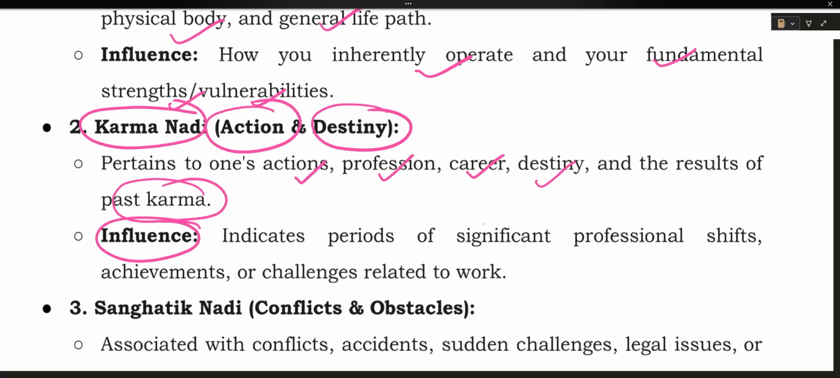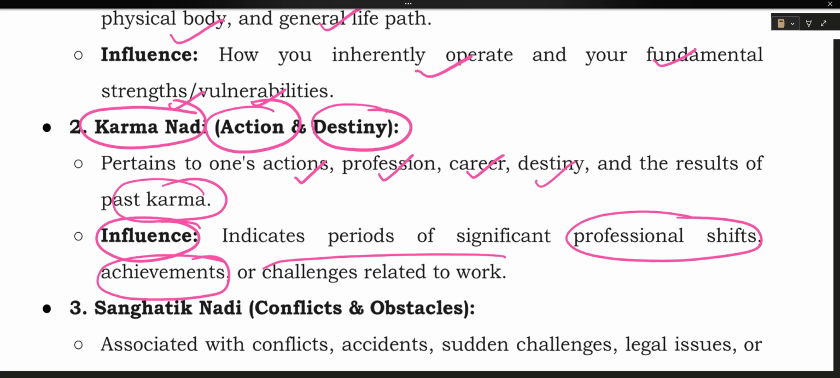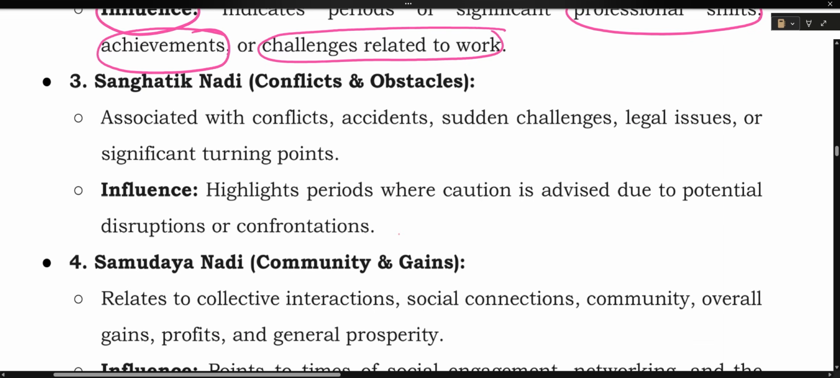Now what is the influence of the Karma Nari in your life? It is significant for professional shifts, for your promotion, your achievement, suppose you have got a prize or you are awarded best employee of the year. Also challenges related to work. If any malefic planet is transiting through the Karma Nari or Karma Nakshatra, that is the 10th Nakshatra from your birth star, then that will give some challenges in your work life, if a malefic planet transits.